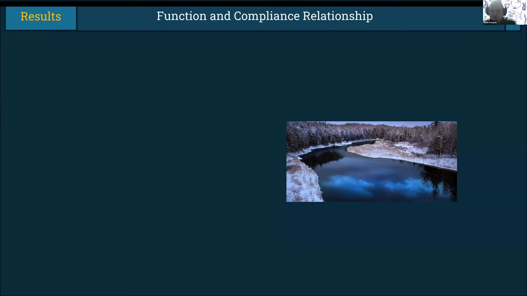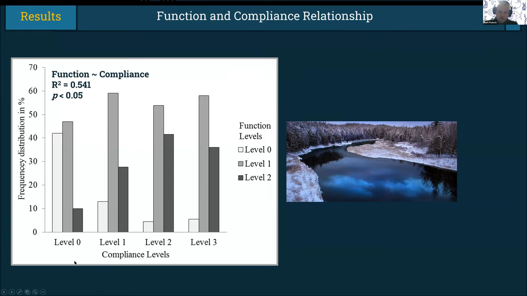And in the bottom here, these are the compliance levels from low levels of zero all the way to three. And these are the distribution of functional levels within each of those compliance levels. So not surprisingly, under low compliance levels, we had our lowest functional levels. And as you move up compliance level, you see that low functional levels going down.